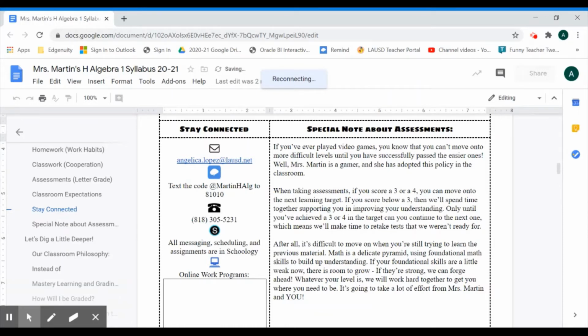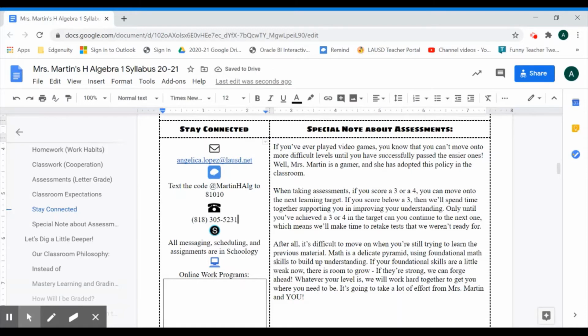Now let's talk about assessments. If you've ever played video games, you know that you can't move on to more difficult levels until you have successfully passed the easier ones. Well, I'm a gamer, and I have adopted this policy in my classroom. Pretty much what that means is when you're taking an assessment, and each assessment is made up of one learning target, you need to score a 3 or a 4 to move on.